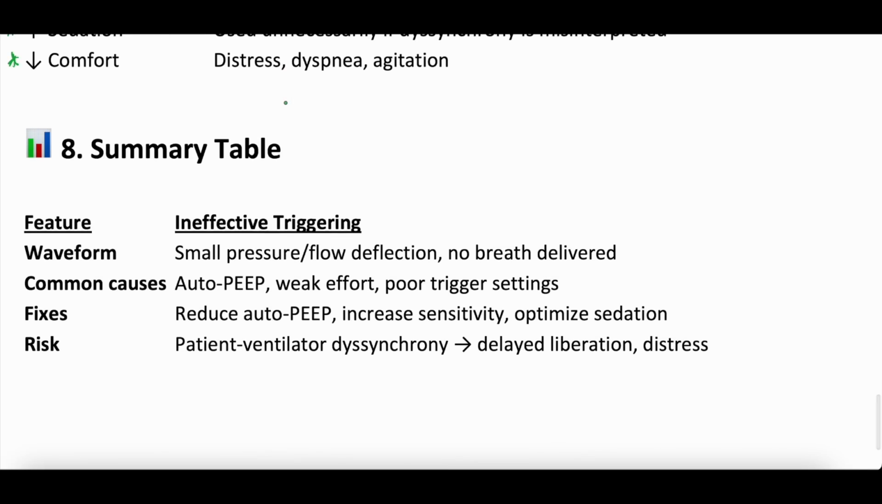In summary, look at the waveforms. Small pressure dips or flow dips without a breath being delivered suggest ineffective triggering. Think about common causes, both patient-centric, weak, too sedated, or ventilator-centric. Triggers are not appropriate, or there's Auto-PEEP. Think about fixes. Obviously, get rid of Auto-PEEP if it's there, increase the trigger sensitivity, lighten sedation, and then know that there is risk of ineffective triggering that can lead to worsening ventilator desynchrony, delaying ventilator liberation, decreasing patient comfort, all that good stuff.